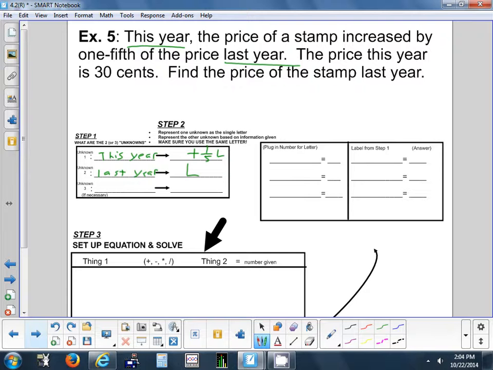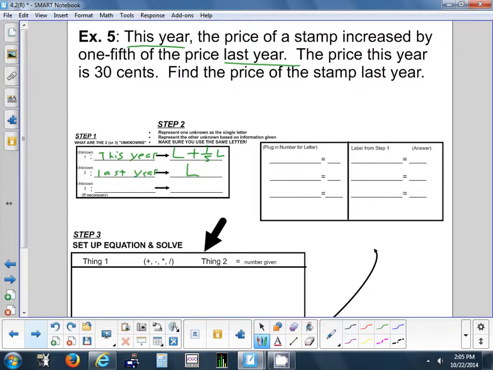Now, what increased? Something increased. What? The amount of cents. L. L, right. L plus. Last year's price increased by 1/5 of last year's price. Okay, that's the one that's a little tricky to set up. So when you have an increased by, you have to start with the original price last year and then increase it by, and then read the sentence. 1/5 of last year. And of means times. Okay, any questions on that?